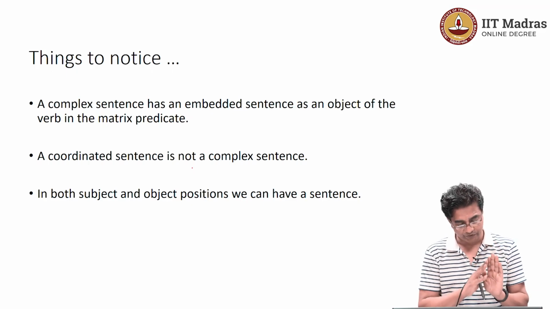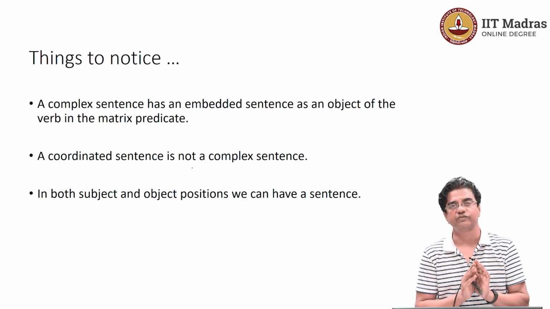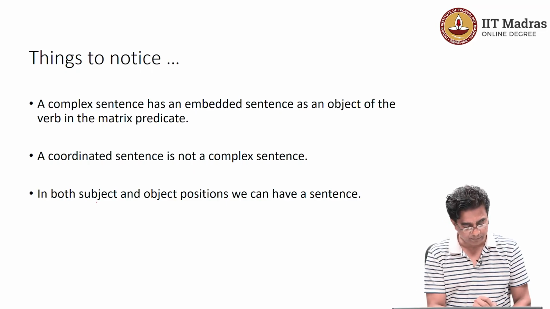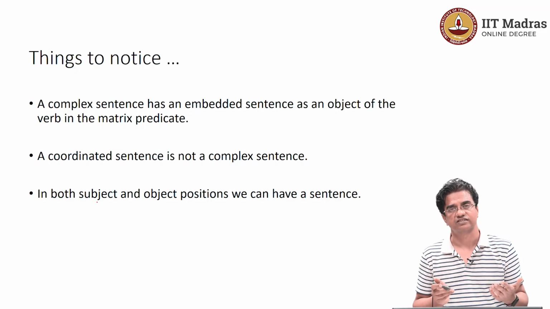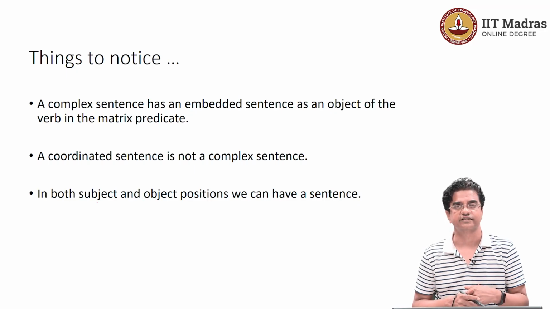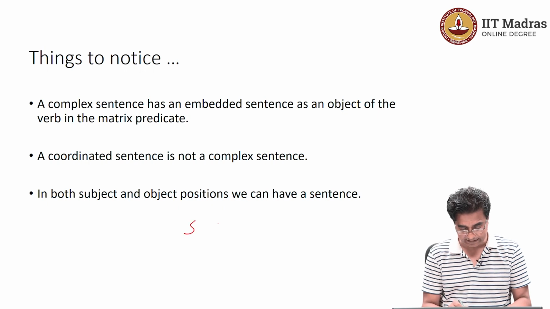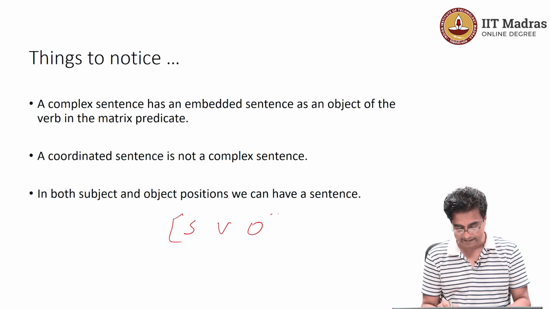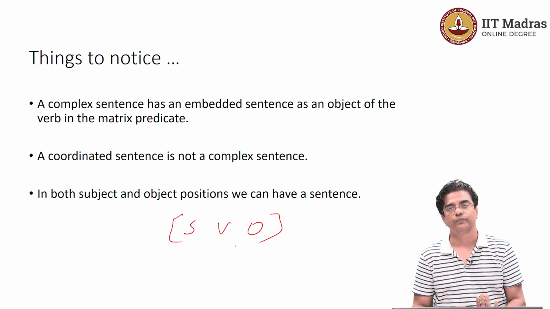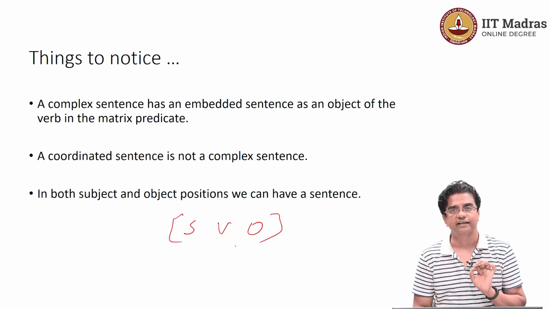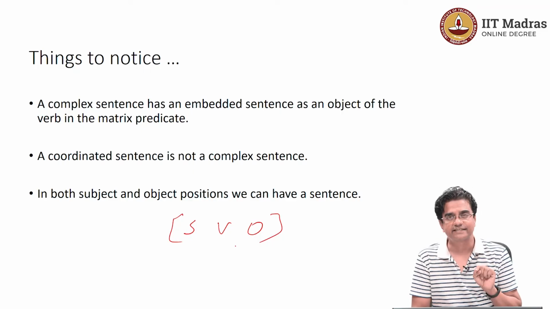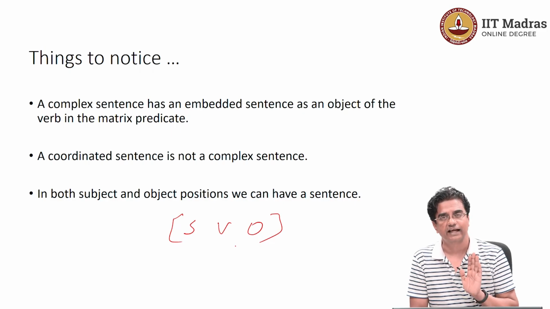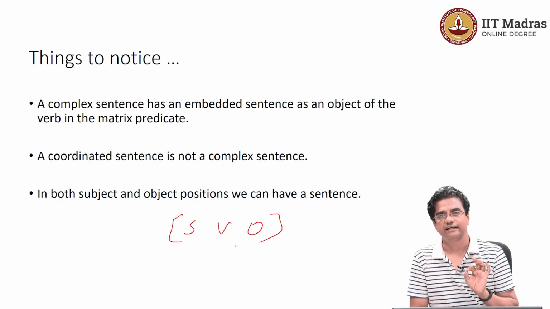Moreover, the point that we are trying to make is that in both subject and object positions, we can have a full sentence as a that-clause, a complementizer clause, and still the sentence remains just this one. So we can nicely and convincingly say that a complex sentence is also an example of essentially a simple sentence.